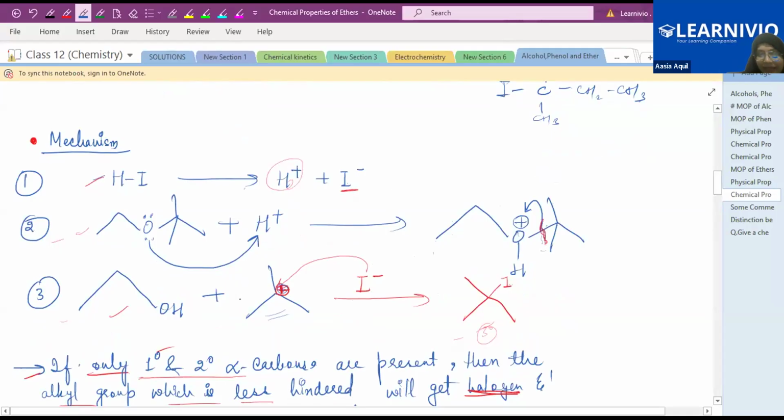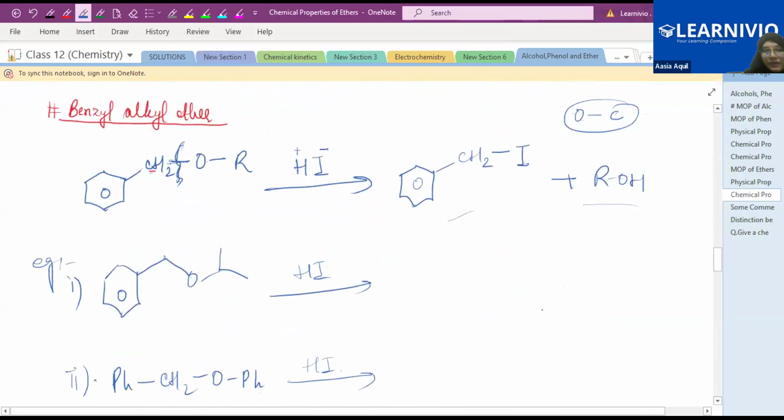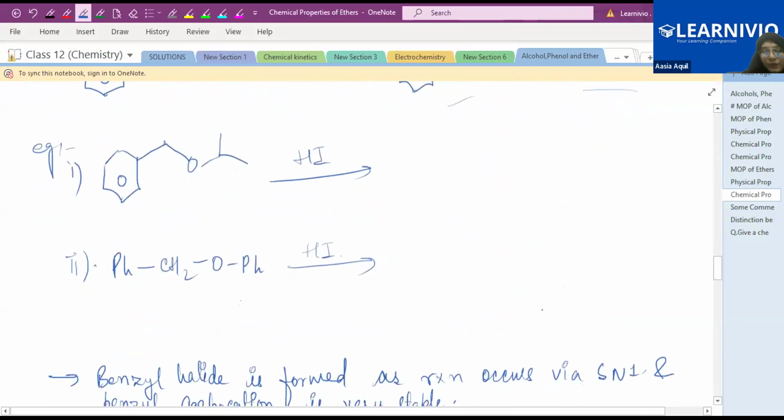So you can see over here in the mechanism, first protonation happened, right? After that there will be a formation of carbocation, which is this tertiary carbocation, and tertiary carbocations are very reactive, very stable. So this I minus, which is a nucleophile over here, is having a negative charge. So it will attack this carbocation and it will form this product, right? So these reactions follow the SN1 mechanism. Okay, now I'll quickly do this question.